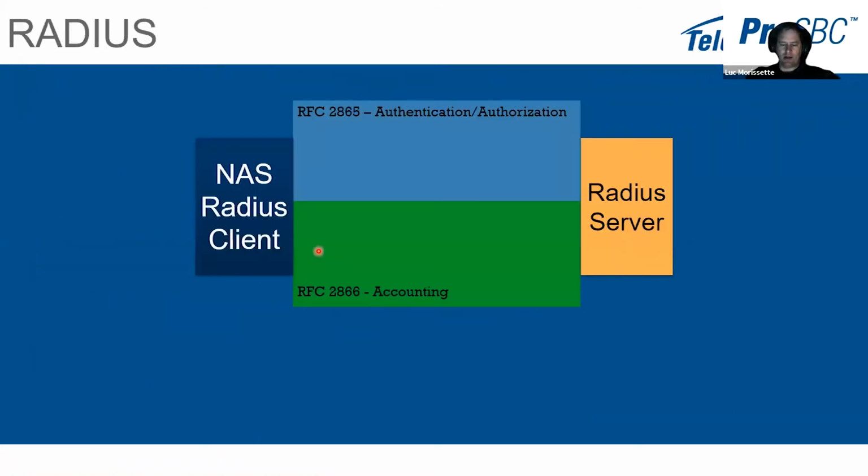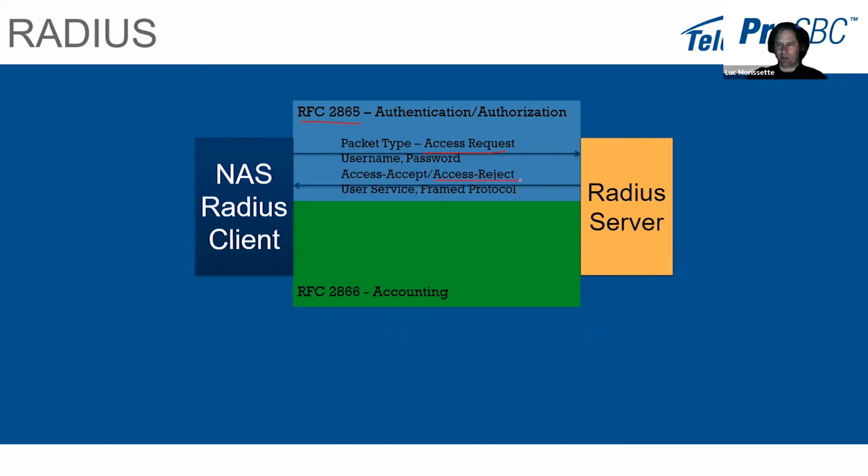So here, I just want to show that the SBC is a Radius client, and the Radius server is provided by someone else. And for authentication, we saw that before, and as I told you, it's defined in RFC 2865. We saw before access request and access reject or access accept, and this is returned to the client. So we can use this in our case for routing.